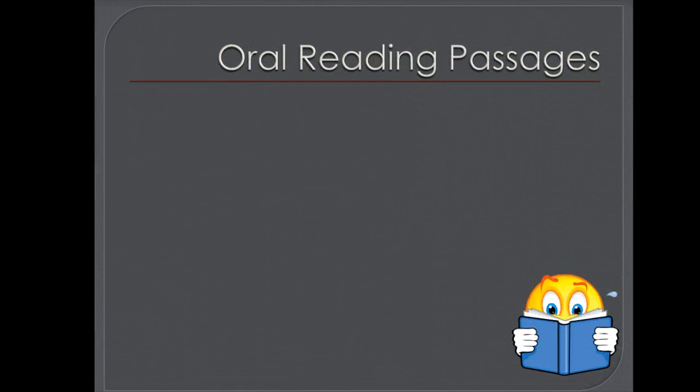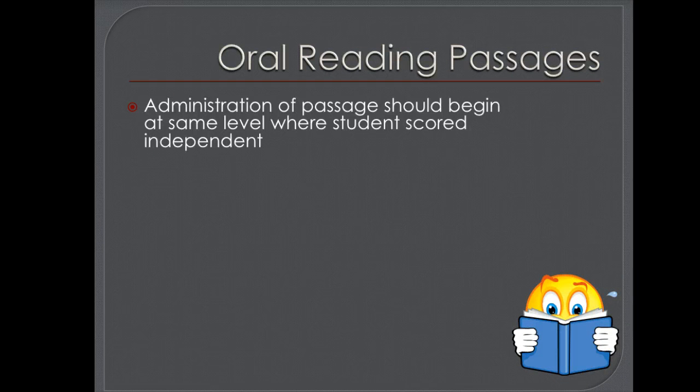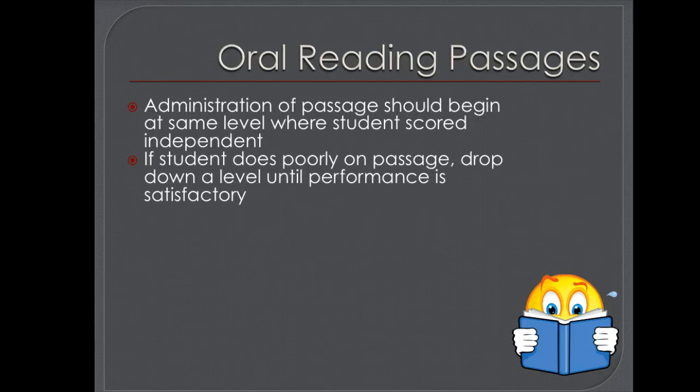All right, the oral reading passages. These are passages that should begin with where the student scored independent on the word list. So if your student scored 100% accuracy for the grade 3 word list, then you should begin on the grade 3 passage. And as noted, if a student does poorly on the passage, you're going to have to drop down a level until performance is satisfactory.